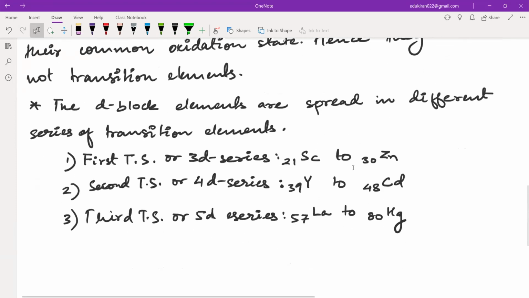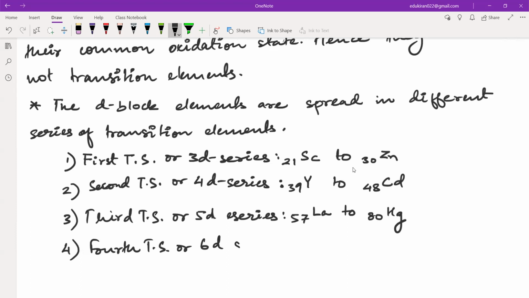Next is the fourth transition series, that is the fourth transition series or 6D series. It will start with actinium, 89. Then we have, I think we have got new metals now, 112. So what will be the name for 112? Un something, right? Unb.